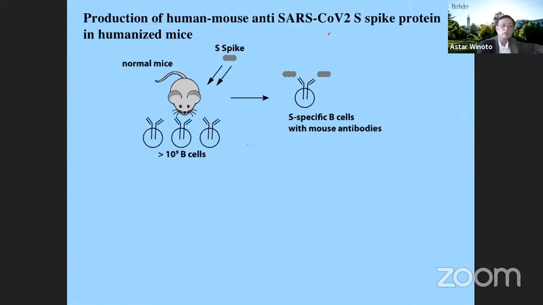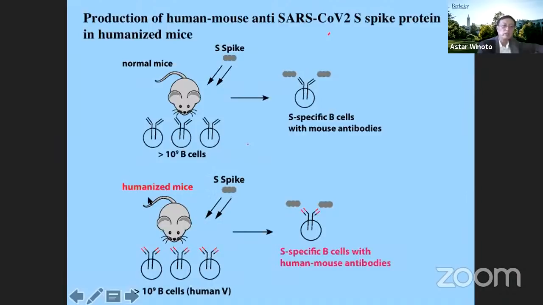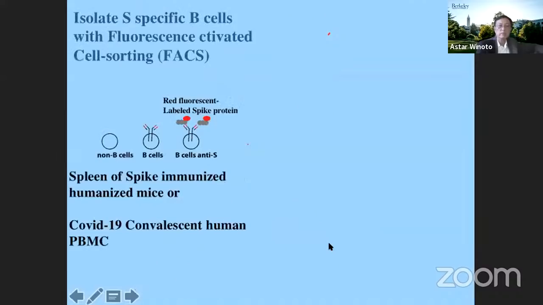So instead of producing antibody for spike proteins in mouse, and you get mouse antibody, if you inject this spike protein into these humanized mice, these mice actually have the constant region from mouse, but variable region from human. Then you can get S-specific B cell with a human-mouse antibody chimera, basically. Very interesting, right? So the whole variable region is already human. All you need to do is to replace the constant region with the human one also. So then you isolate this B cell.